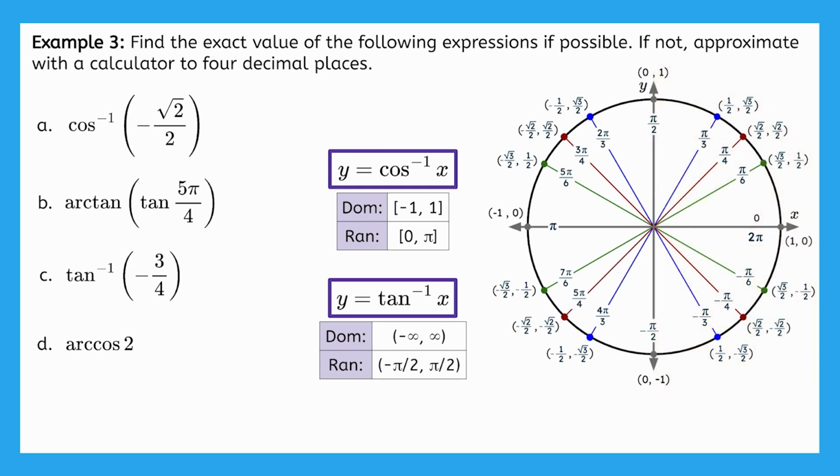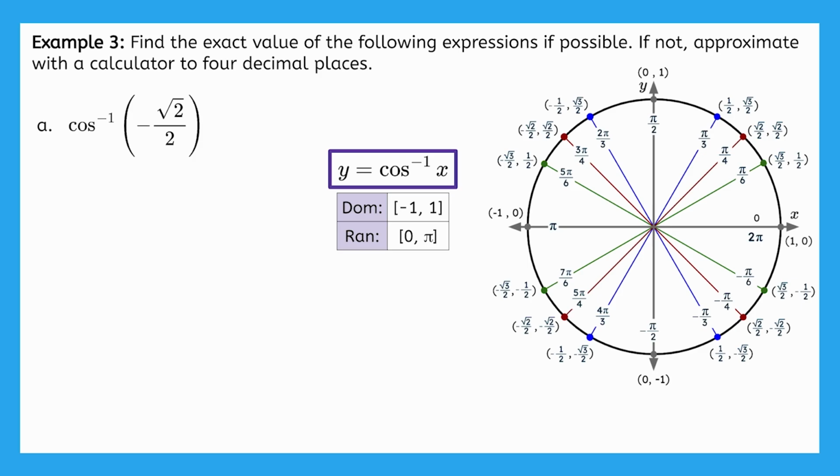Having these things in mind, try to evaluate these expressions on your own. Pause the video and try them out now. Let's check your work. Looking at the top half of the unit circle from 0 to pi, we see 3 pi/4 has a cosine value, or x-coordinate, of -√2/2, which means inverse cosine of -√2/2 is 3 pi/4.